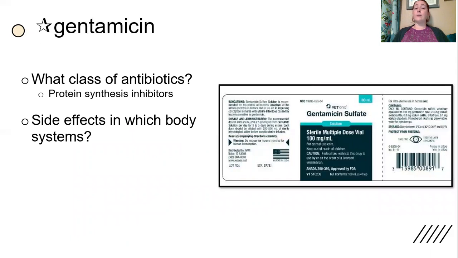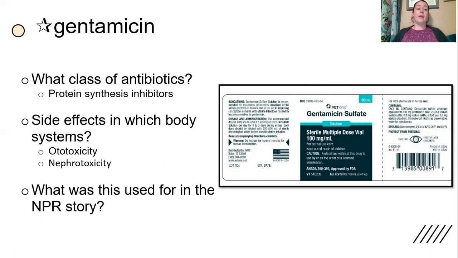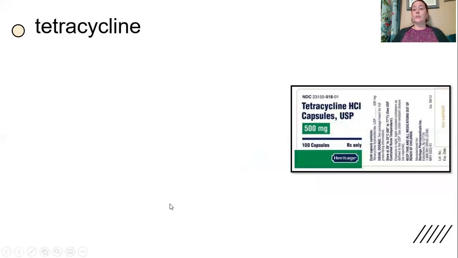Gentamicin, this is going to be protein synthesis inhibitors. Side effects are going to include ototoxicity and nephrotoxicity. We use this parenterally. We can also use this in eye drops and ear medications as well. And this was in that NPR story. They were using this to prevent infections when the chicken farm applied chicken vaccines inside the eggs of the chicks who have not hatched yet. Good story on NPR if you haven't heard it.